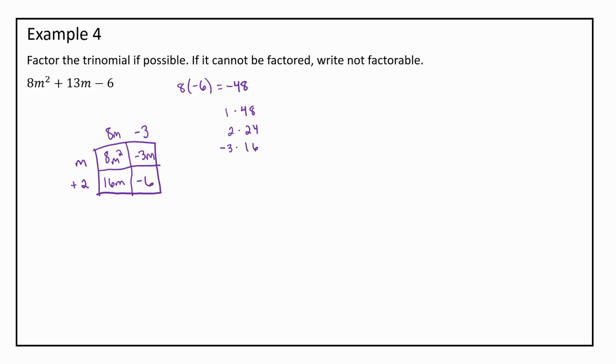If I double check, 8m times m is 8m squared, 8m times 2 is 16m, -3 times m is -3m, -3 times 2 is -6. So my answers are 8m minus 3 and m plus 2.